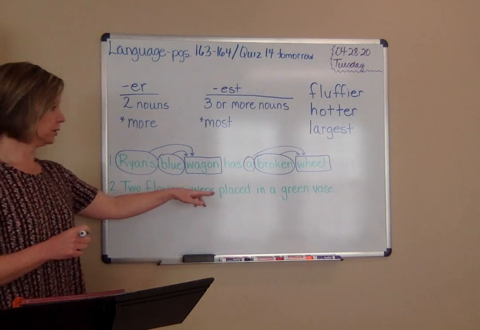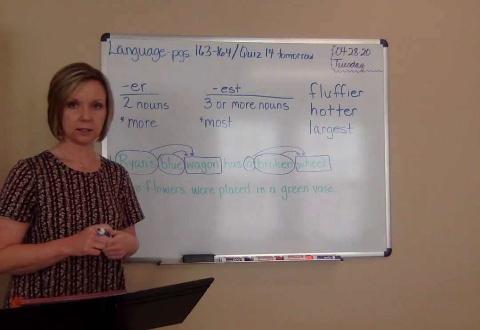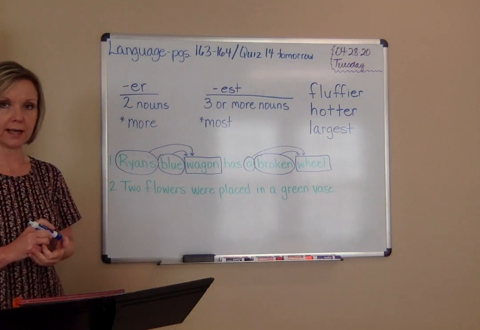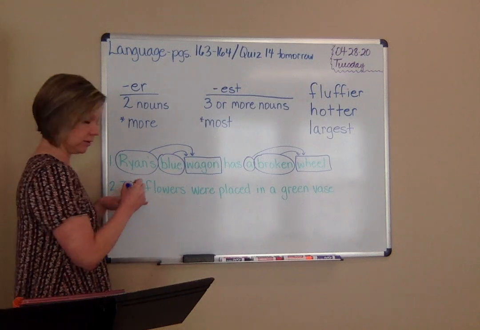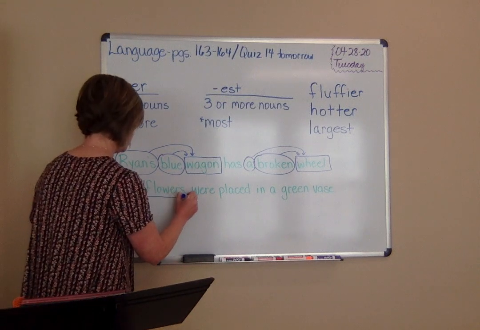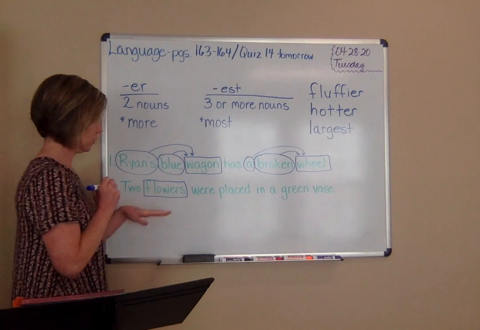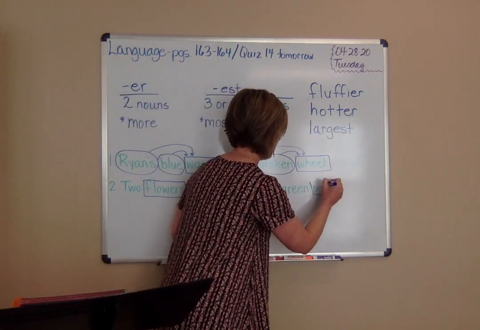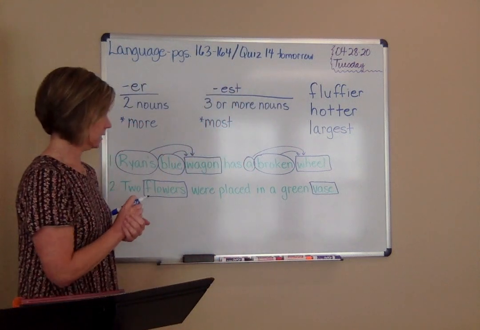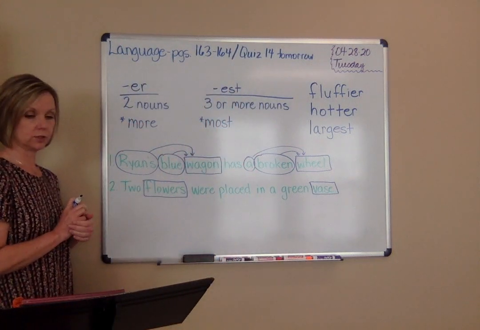Let's look at 2. Two flowers were placed in a green vase. So let's go through and pick out our nouns and box them. So the first one is flowers. Were placed in a green vase. So we have, let's start with flowers.